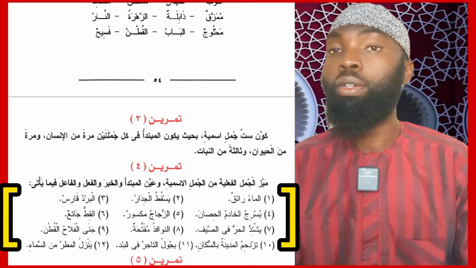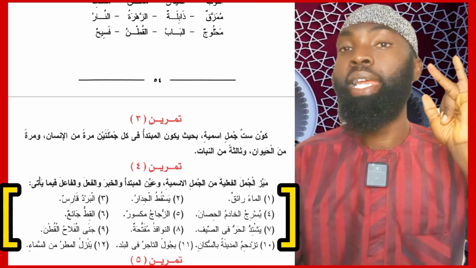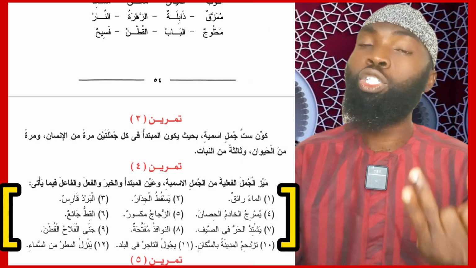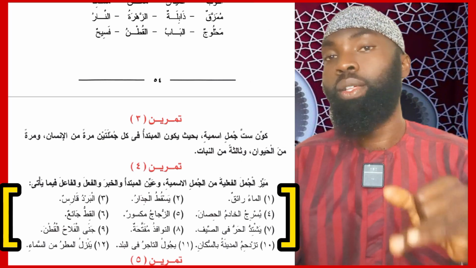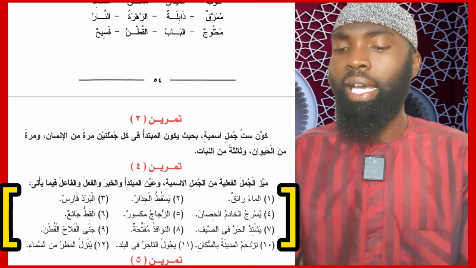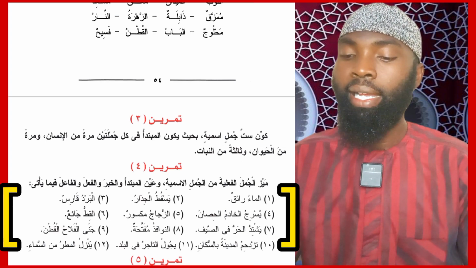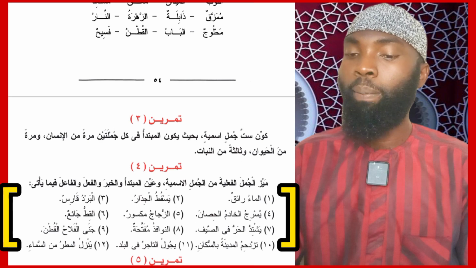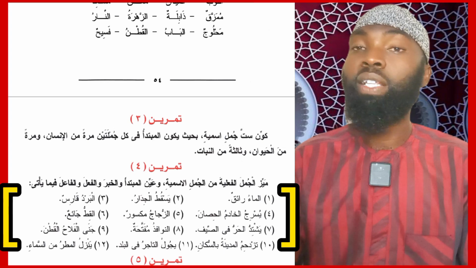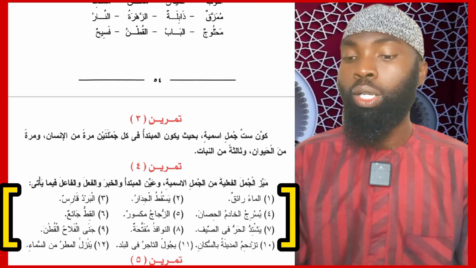We have 4 things because verbal sentences contain a verb and a subject, while the nominal sentence contains a mubtada, which is the subject noun, and the predicate. So we have to do this. The first sentence is al-ma'u ra'iqun, the water is pure, the water is clear. Is this a verbal sentence or a nominal sentence? This is a nominal sentence because it contains 2 nouns. The first noun is the mubtada and the second is khabar. Al-ma'u is the mubtada and ra'iqun is the khabar.